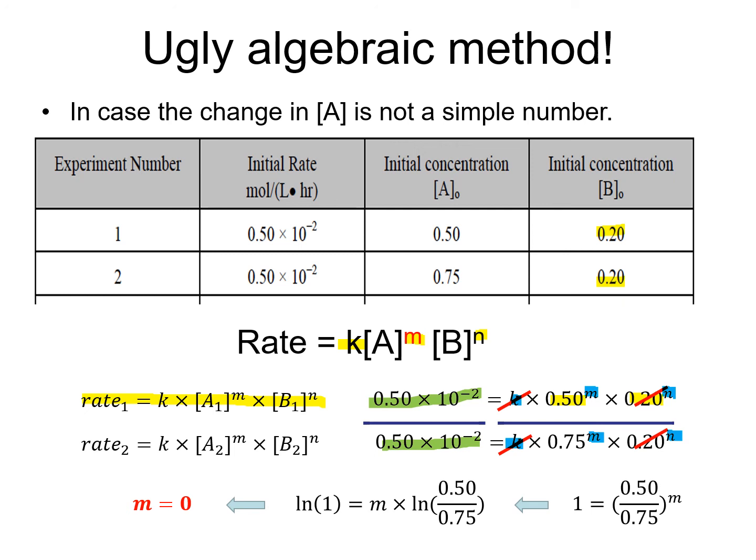It makes a lot of sense if you think about it, because changing the initial concentration of A from 0.50 to 0.75, so with an increase of 50%, did not do a thing to the rate. The rate was totally unaffected. So that means that the concentration of A is irrelevant in terms of rate, and that means that the order with respect to A is 0.